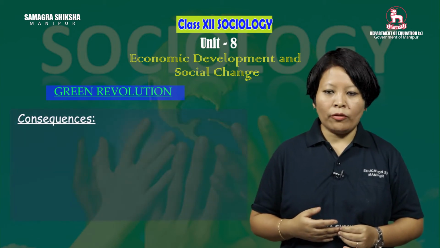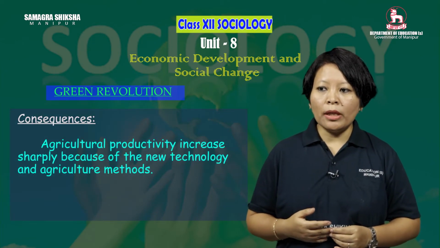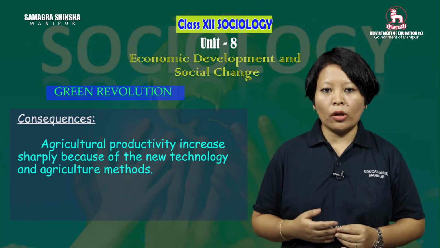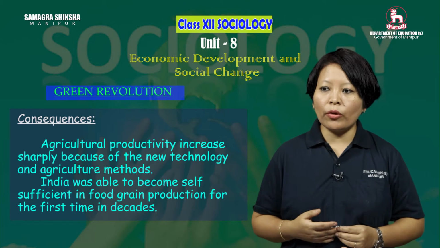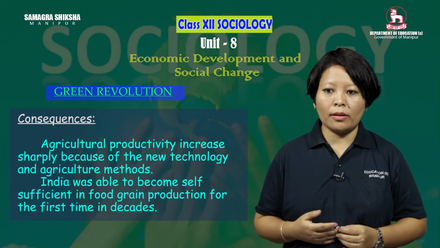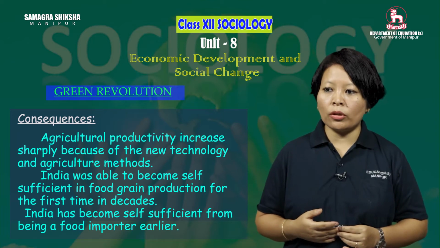We'll discuss one after another. Agricultural productivity increased sharply because of the new technology and agriculture methods. India was able to become self-sufficient in food grain production for the first time in decades. India had become self-sufficient from being a food importer earlier.